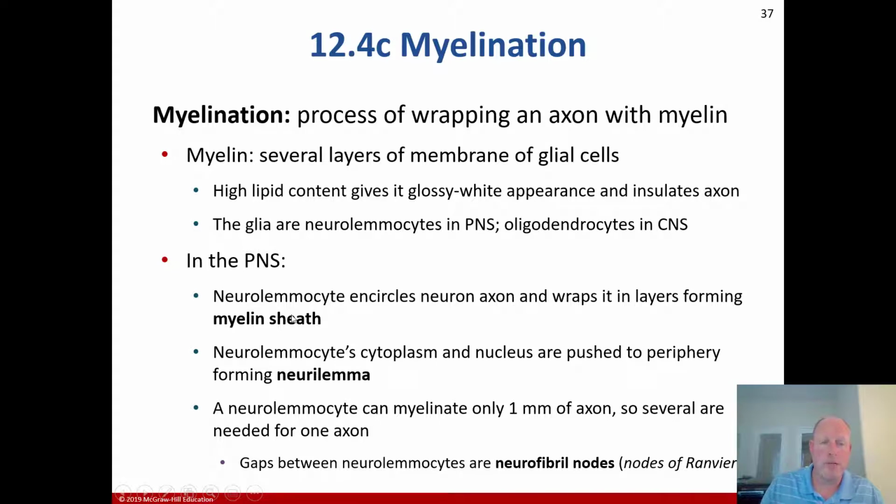So within the PNS, those neurolemmacytes encircle the neuron axon and wrap it in layers, forming a myelin sheath. And those neurolemmacytes' cytoplasm and nucleus are pushed to the periphery, forming the neurolemma. And a neurolemmacyte can myelinate only about 1 millimeter of an axon, so several are needed for one axon. Okay? And the gaps between those neurolemmacytes are the neurofibril nodes, also known as the nodes of Ranvier.